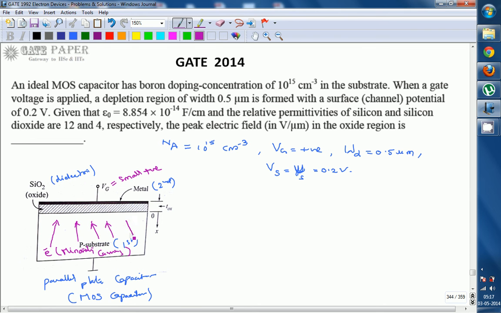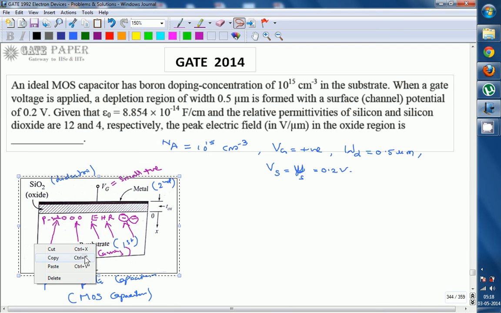Since we are applying a small positive voltage, a small number of electrons are attracted, but holes are already present. This is a p-type substrate, so holes are majority charge carriers, and these electrons will recombine with the holes present over here. So electron hole recombination takes place. Whenever electron hole recombination takes place, negative ions will be created in the p-type substrate. So you will get a depletion region.